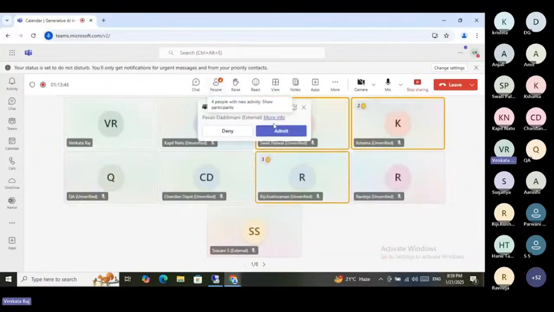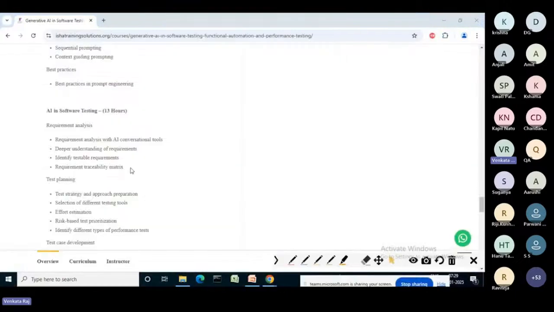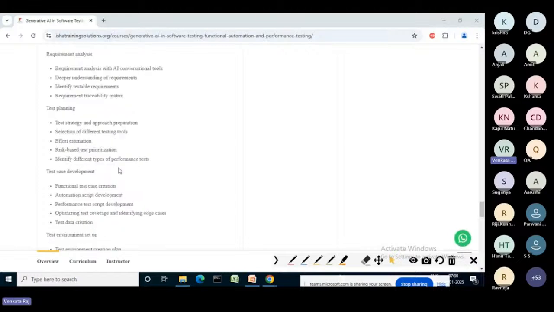It can also help us generate the requirement traceability matrix. It is a very important deliverable, right? Most of the time people get tired of how to design it, so AI can help us generate it. Then comes test planning, guys. In test planning, we will see how to prepare the test strategy, the test approach, and the test plan using generative AI, and which tools we should use to test our particular application.